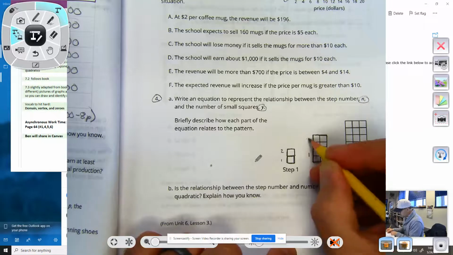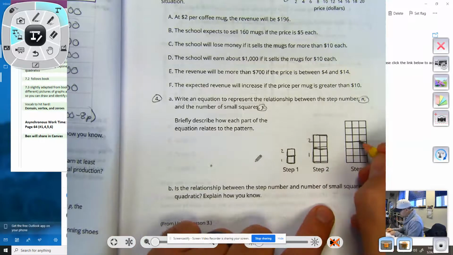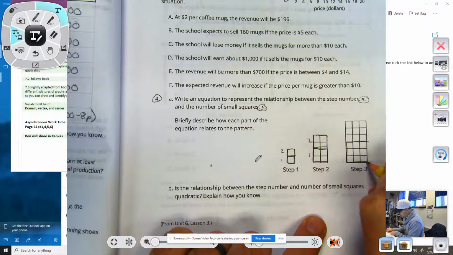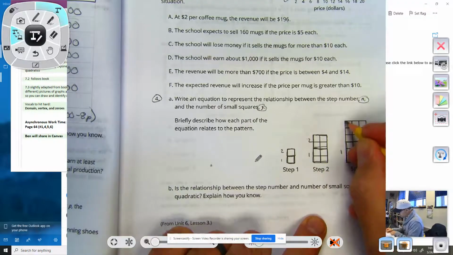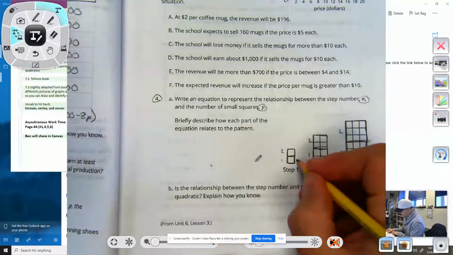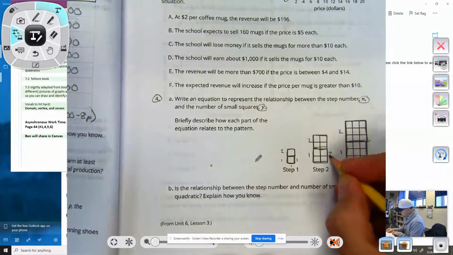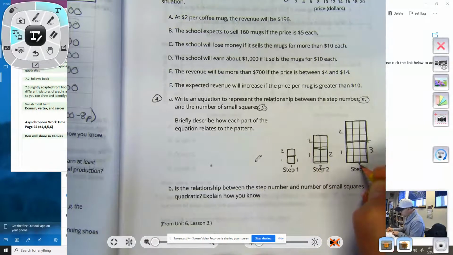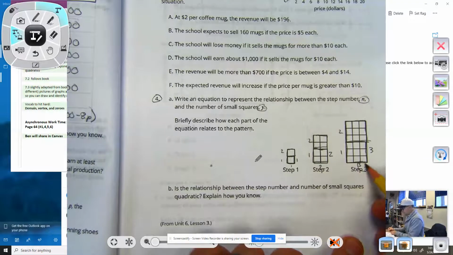Or 2 by 2, 2 by 2. Oh, same thing here. There's a perfect square. Here's the first one. Here's my second one. Okay, notice the side lengths on these. They're 1 by 1, 2 by 2, 3 by 3. That coincides with the step number.